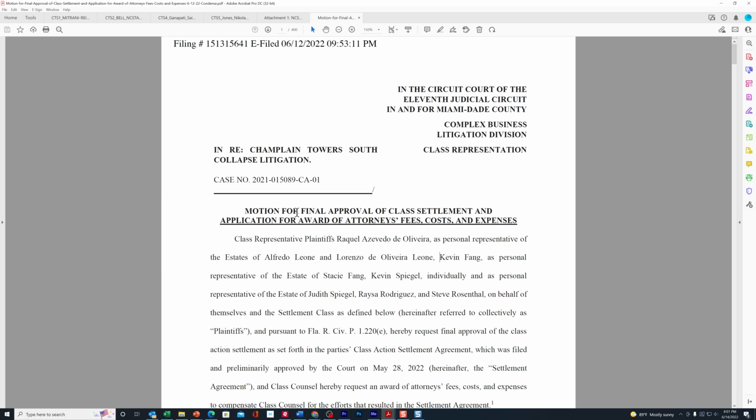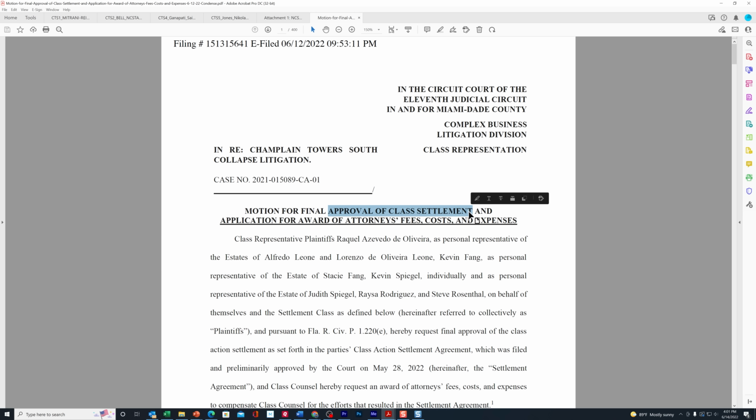They're really asking for two things here, because see right here it says motion for final approval of the class action settlement and application for award of attorney's fees. So they're not likely to get these attorney's fees until there is the approval of that $1 billion plus settlement.